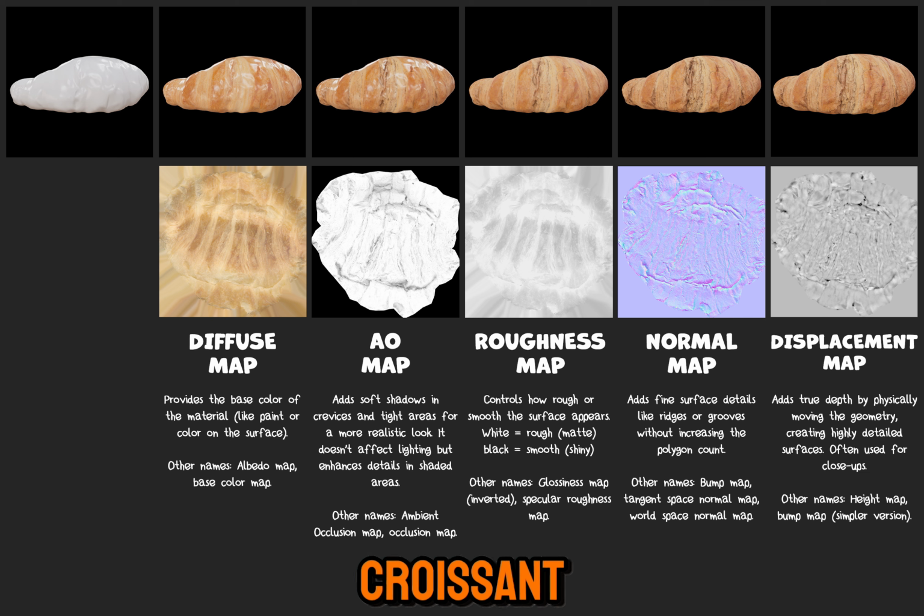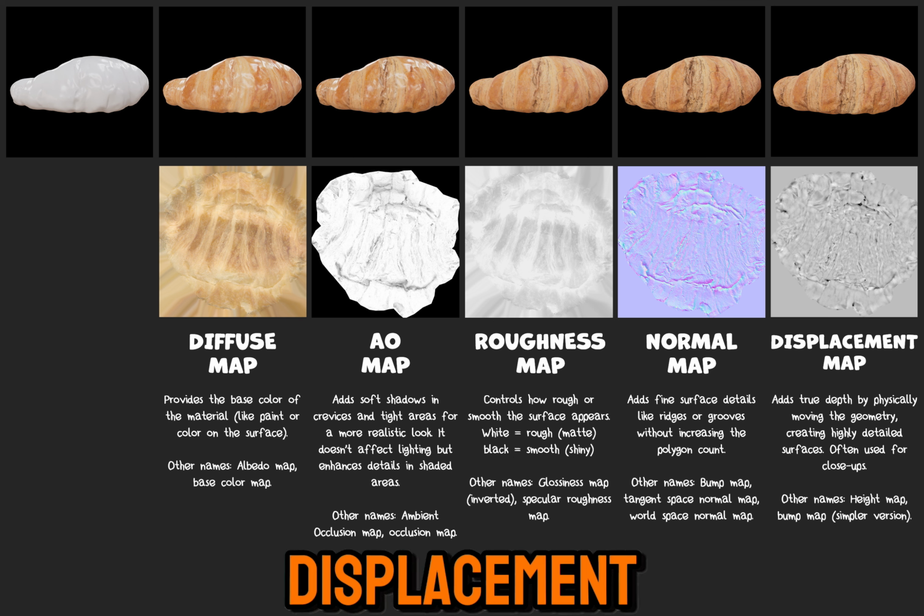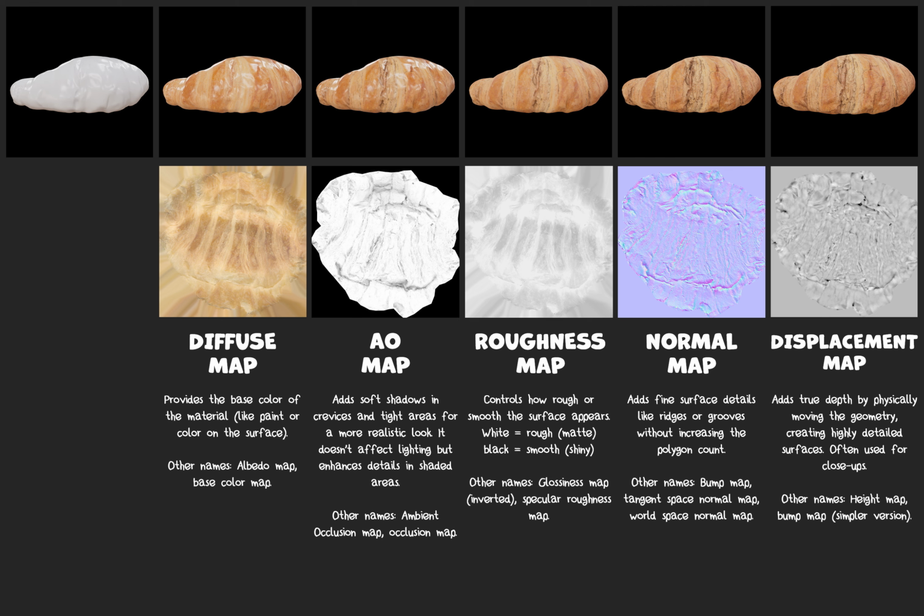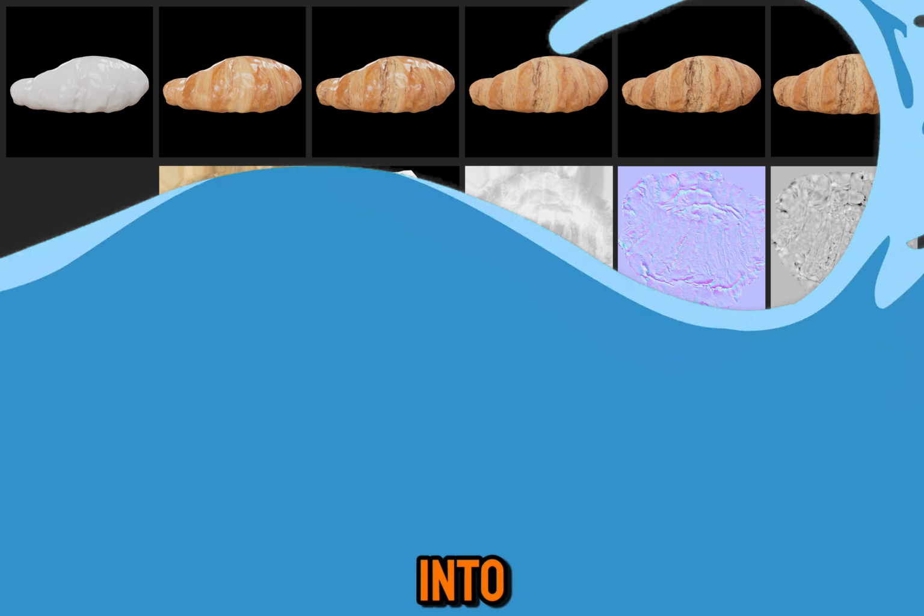And in the croissant model, I'll show you how to also assign a diffuse and roughness map, but also something new, assign ambient occlusion map, normal map, and displacement map. Alright, let's get right into the video.